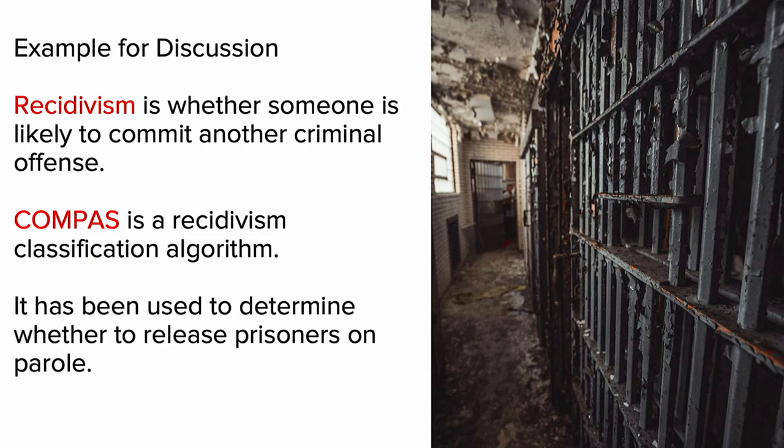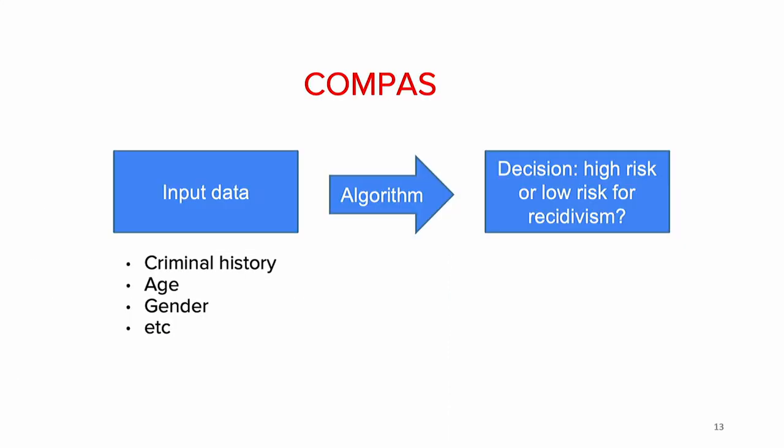And so Compass is a famous example of a recidivism classification algorithm. It's used in many places in the United States. It's created by a private company. And so many state and city justice systems have used it as part of figuring out who should be released and who shouldn't be released.